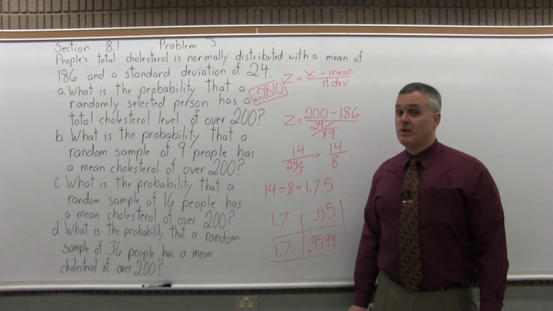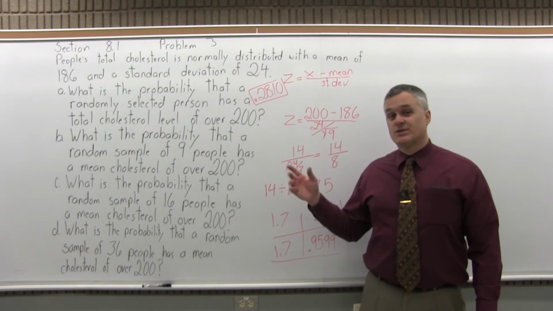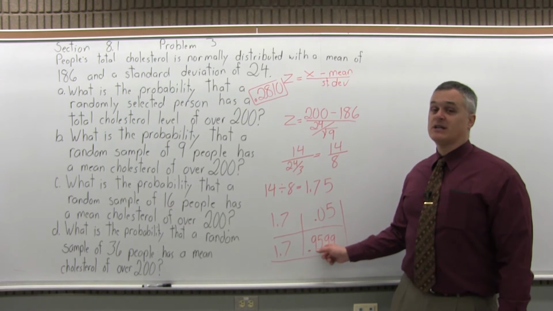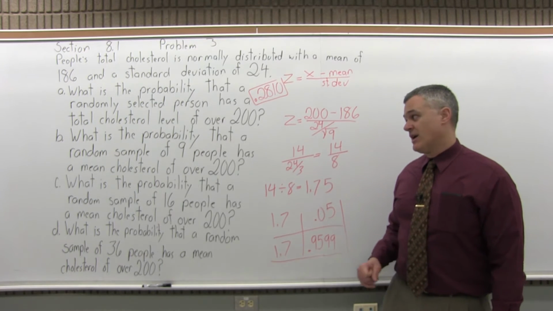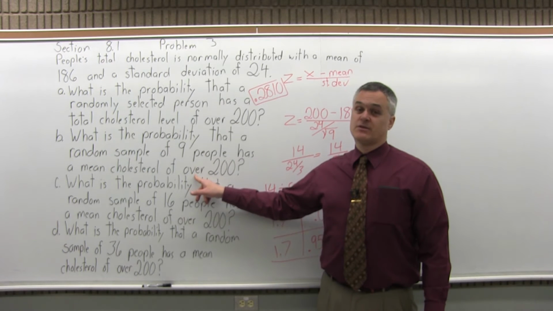Now again, that may or may not be my final answer. We have to go back to the original question and pay attention to whether it says less than or greater than. If it's less than, the 0.9599 is the final answer. If it's greater than, it's 1 minus the 0.9599. And as I look over 200, that is a greater than.